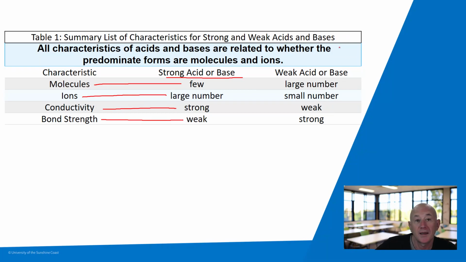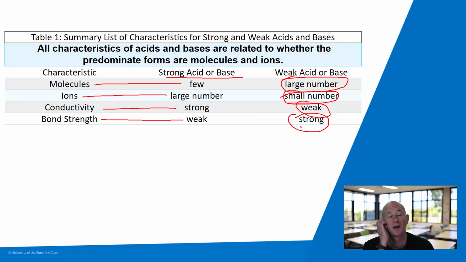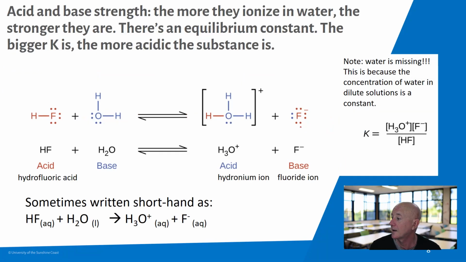If you go over to the weak acids and bases, you will see here obviously the converse of that, where you would expect that most of a weak acid or a base is actually just present as molecules. There's only a very small amount that's present as ions. The conductivity would be poor, and you would say that the bond strength, that is between the H plus and the counter ion for it, is very, very strong indeed and difficult to break.